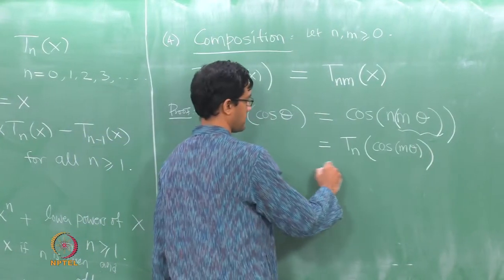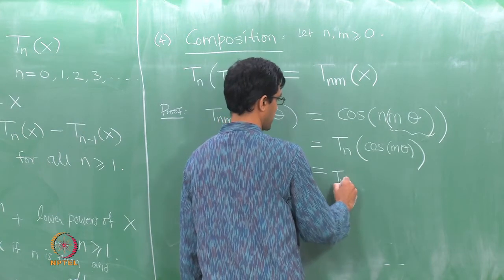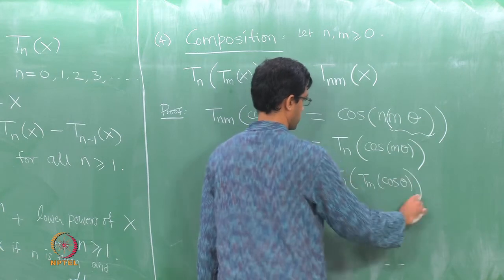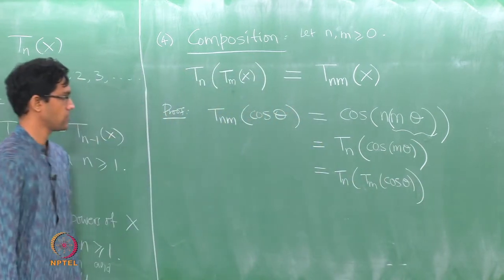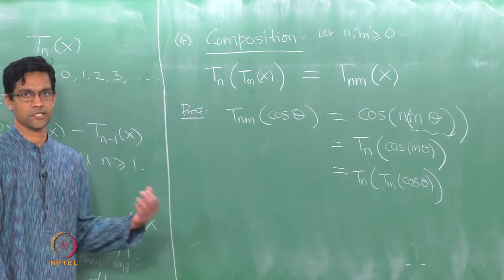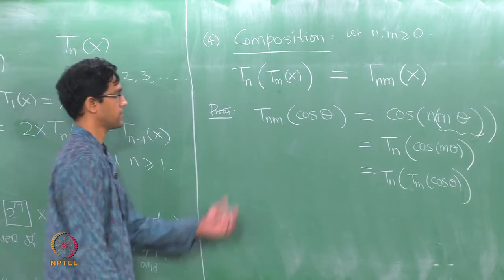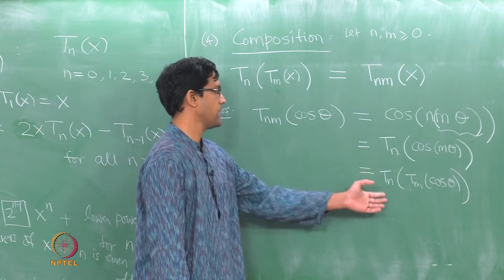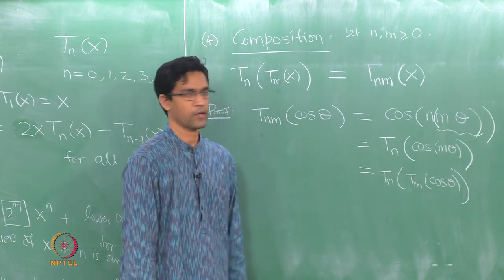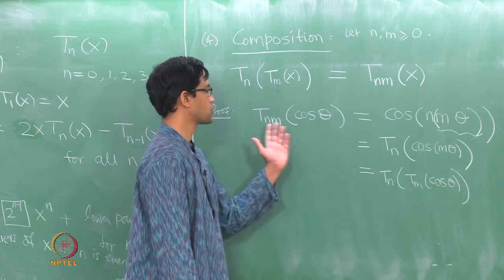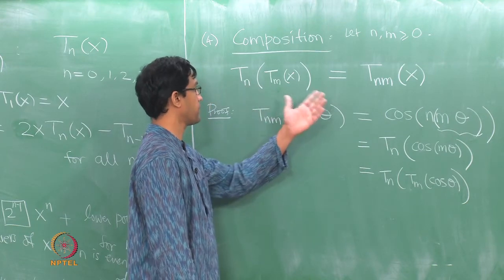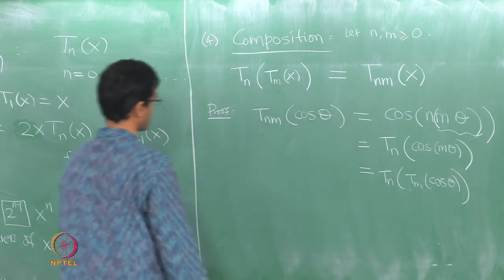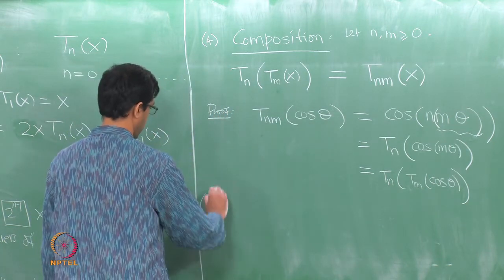And of course, cosine of m theta by definition is just what you get when you plug in Tm of cos theta. So the definition of cosine of a multiple of theta is what gives you this property, that Tnm evaluated at cos theta is the same as Tn of Tm of cos theta. And of course from that you conclude that these two things are really the same: Tnm of x is the same as Tn of Tm of x. So that's really the proof of this composition property of Chebyshev polynomials.